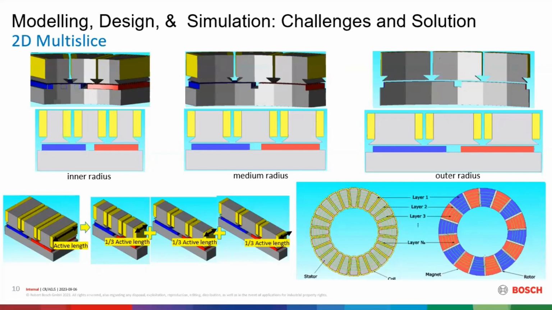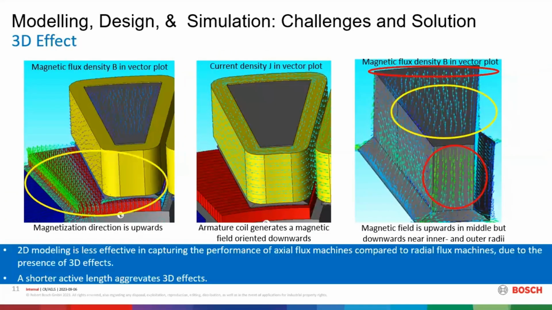So my approach, to take an example of the 3-layer approach, I have assigned 1/3 of the active length to each of the 3 2D models and combined the results together at the end. And of course, you can increase the number of layers to 4 or 5, whatever you want. But no matter how many layers you use for modeling the axial flux machine in 2D, you can never capture the 3D effect. So I will give you one example.